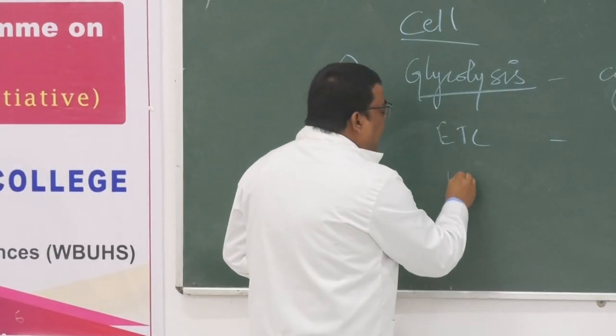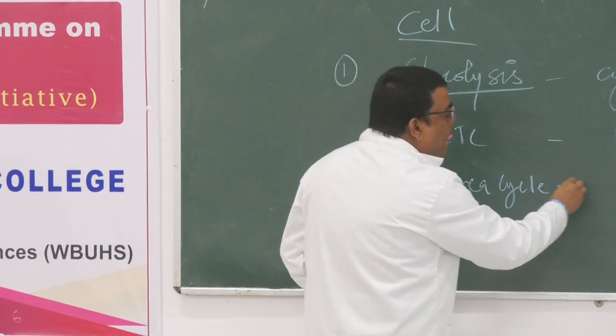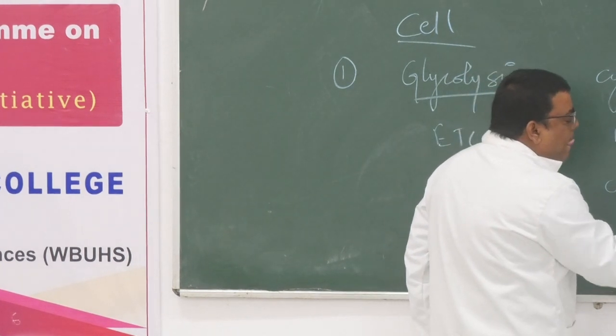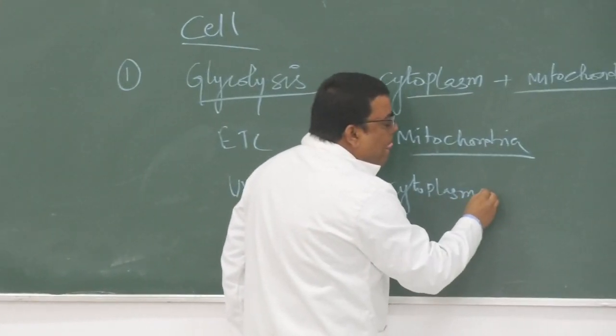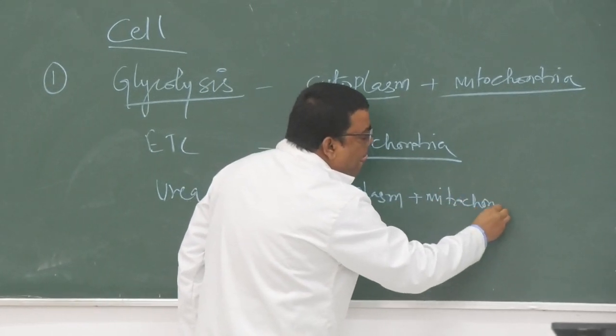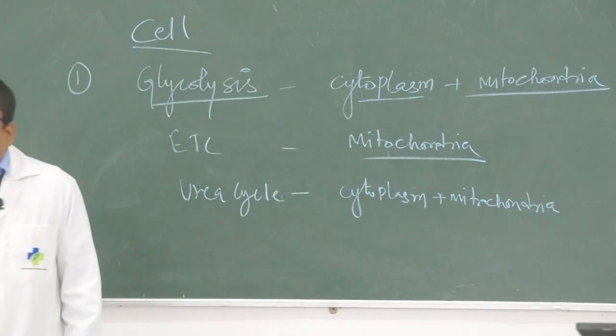Okay, the urea cycle. It proceeds in cytoplasm and mitochondria.